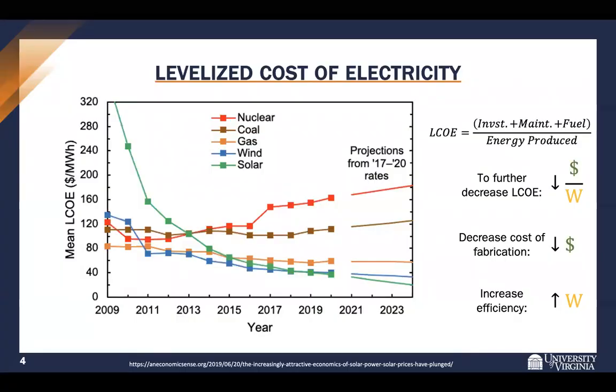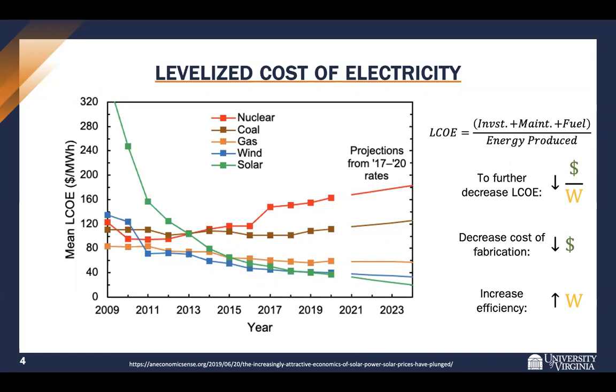So a primary motivation for this study is the levelized cost of electricity. What the LCOE is basically a sum of the costs of investment, operations, maintenance, and fuel. Obviously, for wind and solar or other renewable energy, there is no fuel costs. And this is divided by the sum of the total energy produced in a given year.